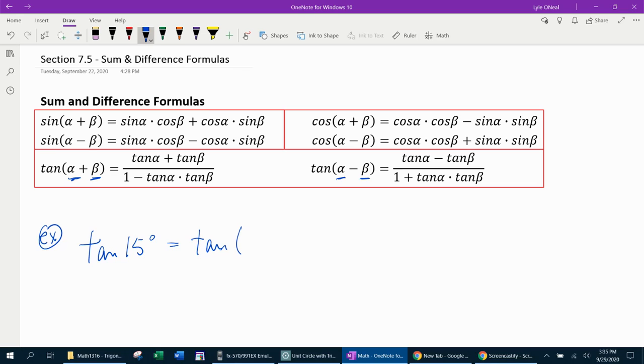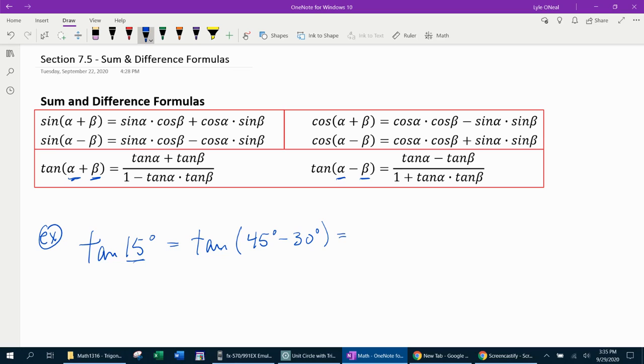And here I'm going to choose 45 minus 30. Now you're going to know that you're on the right track if your two angles are both from the unit circle and if they add or subtract to make your given angle. There's probably going to be multiple correct answers. Here I'm just choosing the smallest that I can think of that will actually work to solve the problem.